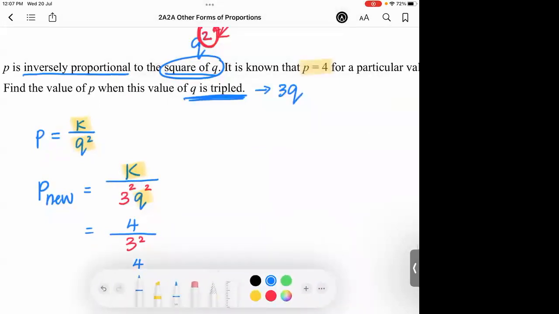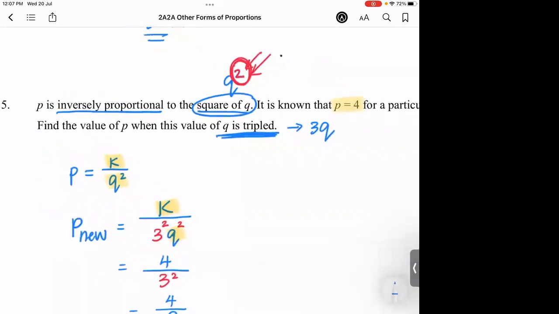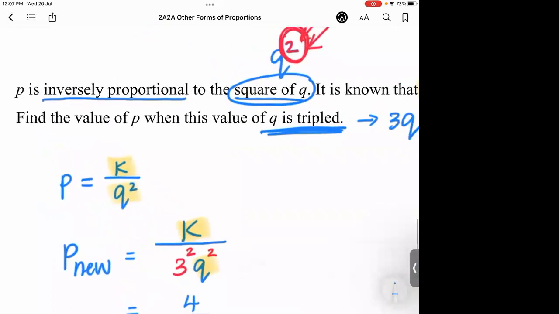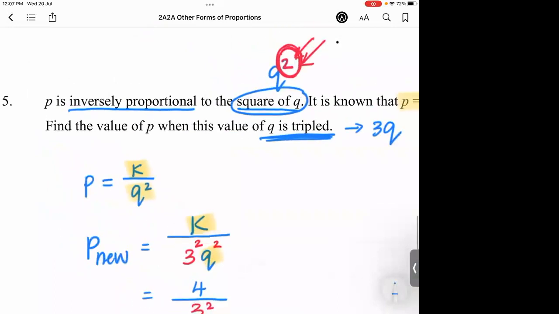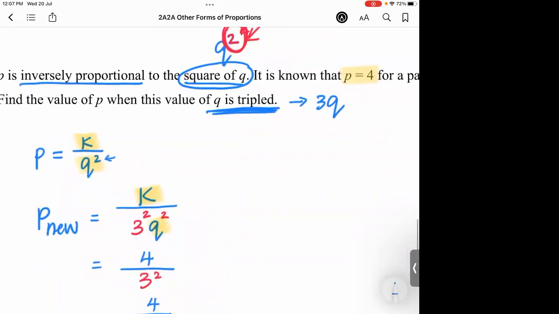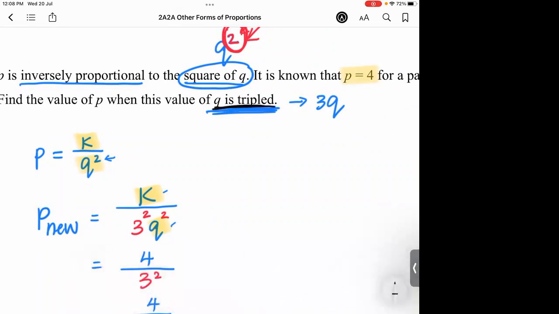Okay, any questions? Okay, let me repeat this one more time. P is inversely proportional to square of Q. So it's K divide square of Q, Q square. So you must remember the square, the power here. They tell me P equals 4 for a particular value. So P is equal to 4. So I know K over Q square, this part, the number is 4. But the Q now is tripled.